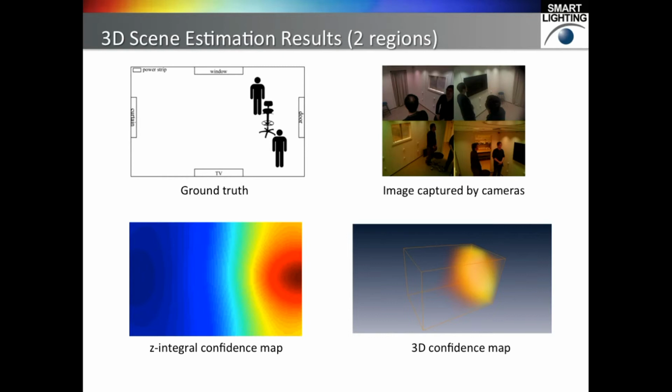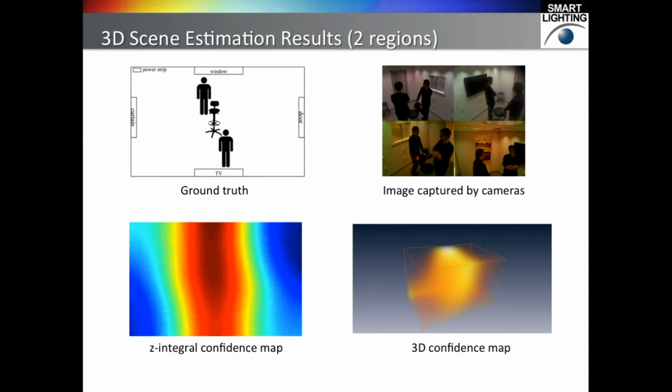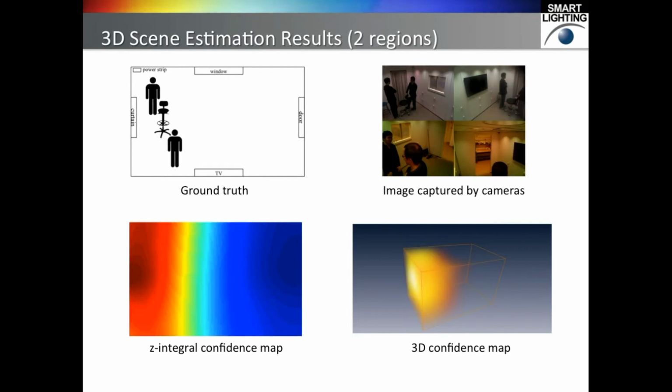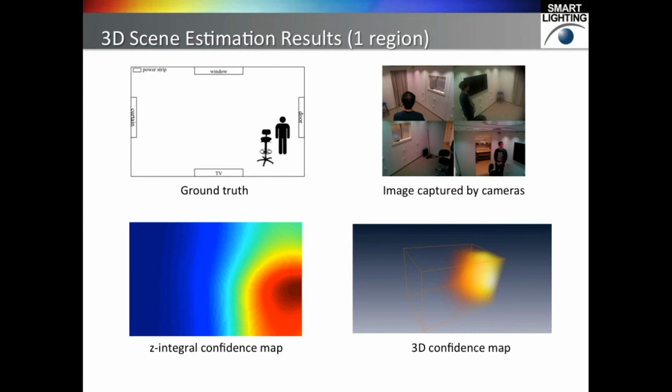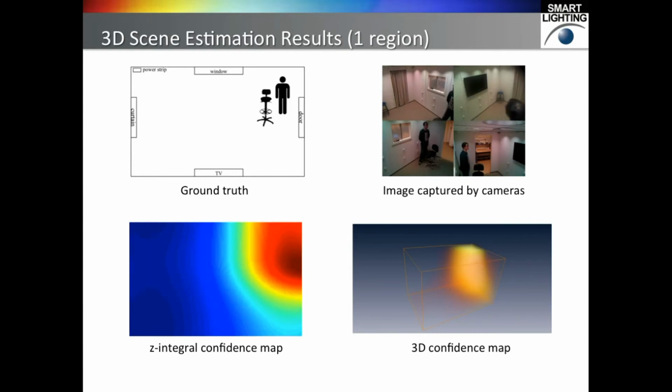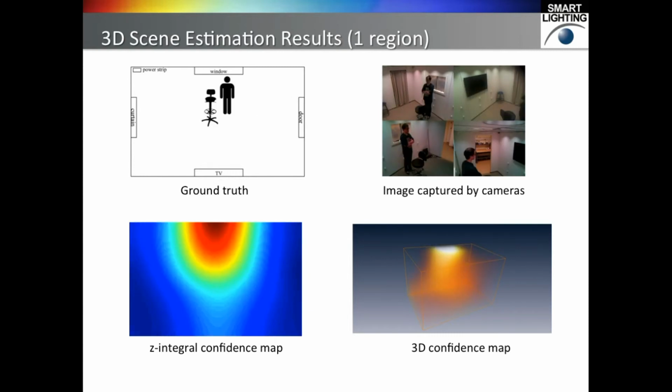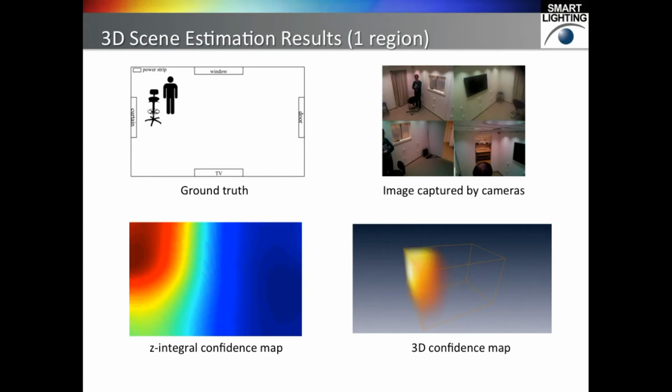The bottom right is the reconstructed volume, and the bottom left is the summation of the volume over the z direction. You can compare it to the ground truth. This is the results when the subjects move to the middle, to the left. This is only one person. Move, move, move.